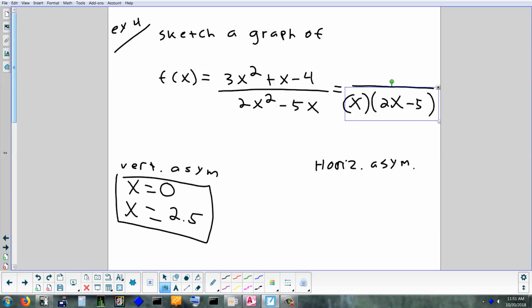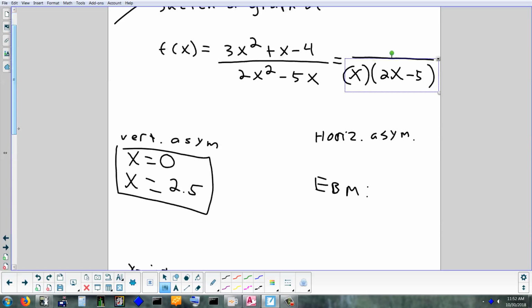Let's do all the work first. Horizontals. Well, I really need the EBM first. Rebecca, what's the highest degree term in the top? 3x squared. And the highest degree term in the bottom? 2x squared. And when you divide, what happens to the x's? They cancel out. So my EBM is just 3 over 2. There's no x in it.